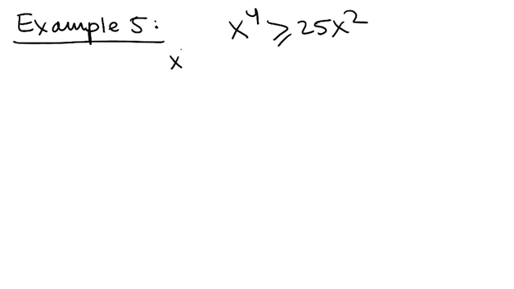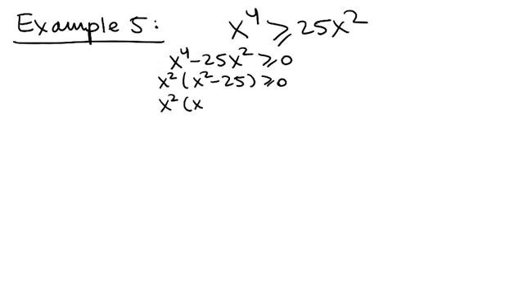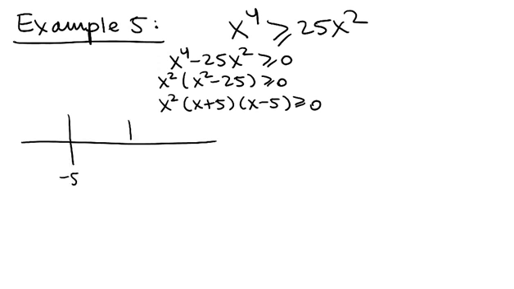So it's x to the 4 minus 25x squared is greater than or equal to 0. And then I'll factor out the greatest common factor, x squared, times x squared minus 25. And then that's more factorable, so that's x plus 5 and x minus 5. We're interested in where this is greater than or equal to 0. So I make myself a little number line, split it at negative 5, 0, and 5. And I choose some numbers to test with. I'll choose maybe negative 10 and negative 1, 1, and 10.